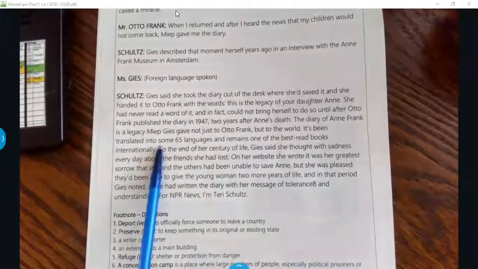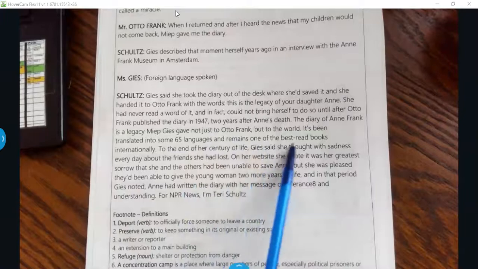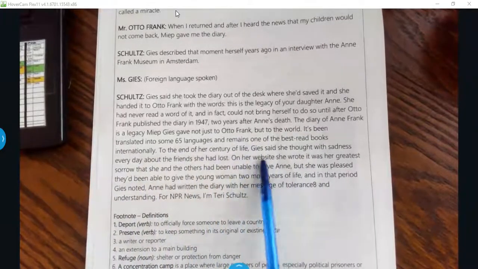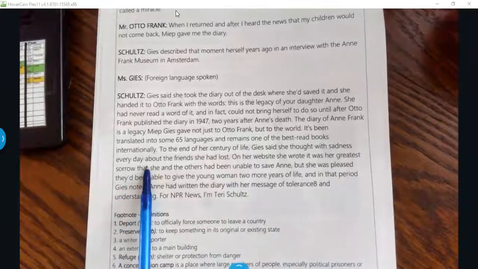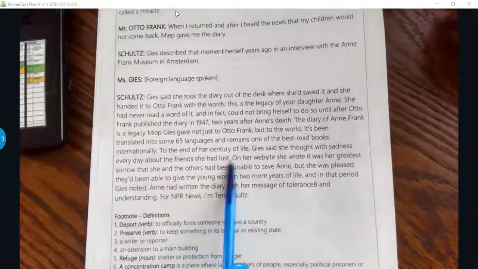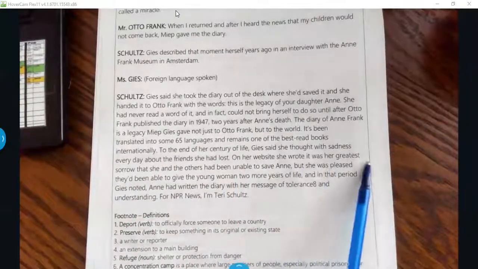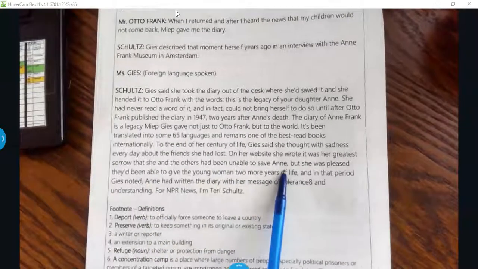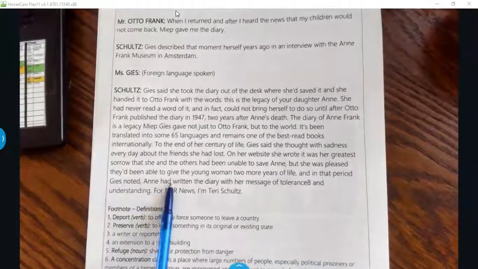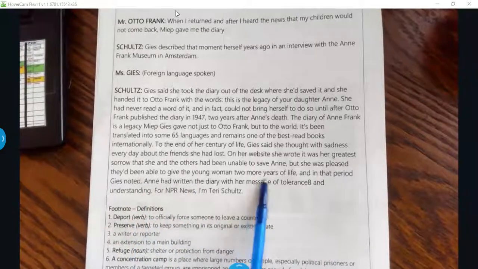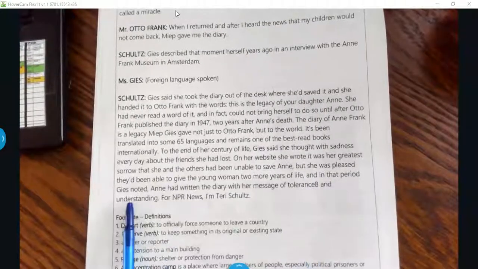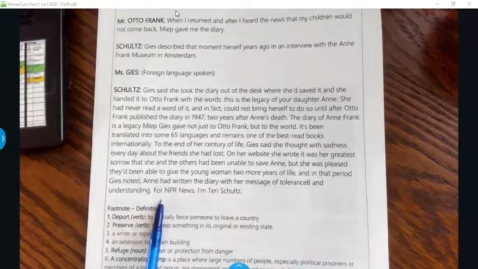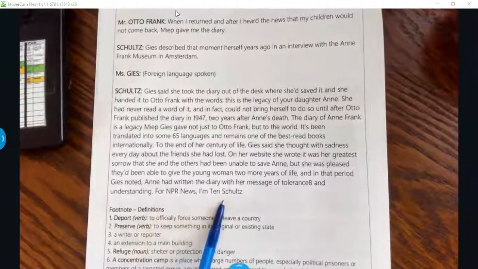It's been translated into some 65 languages and remains one of the best read books internationally. To the end of her century of life, Gies said she thought with sadness every day about the friend she had lost. On her website, she wrote it was her greatest sorrow that she and the others had been unable to save Anne, but she was pleased they'd been able to give the young woman 2 more years of life. And in that period, Gies noted, Anne had written the diary with her message of tolerance and understanding. For NPR News, I'm Terry Schultz.